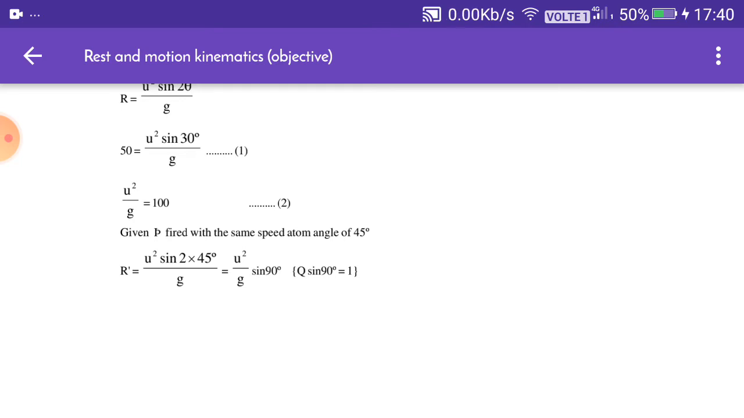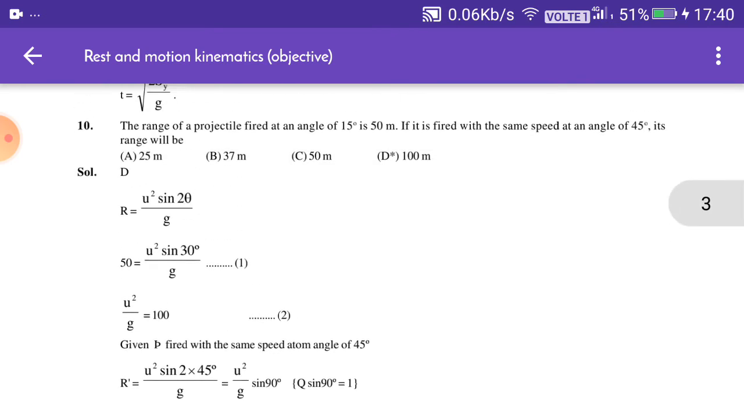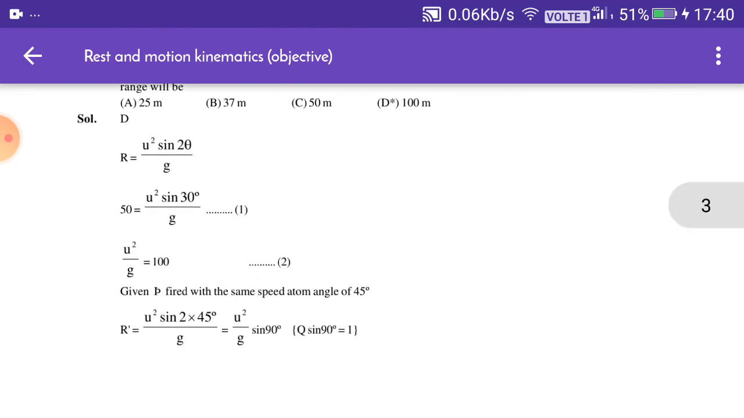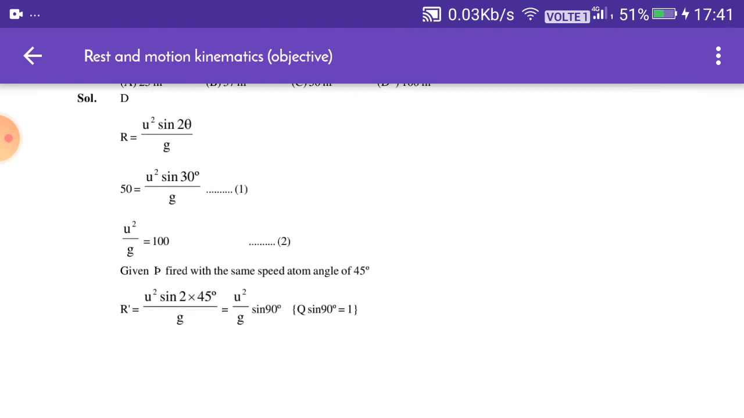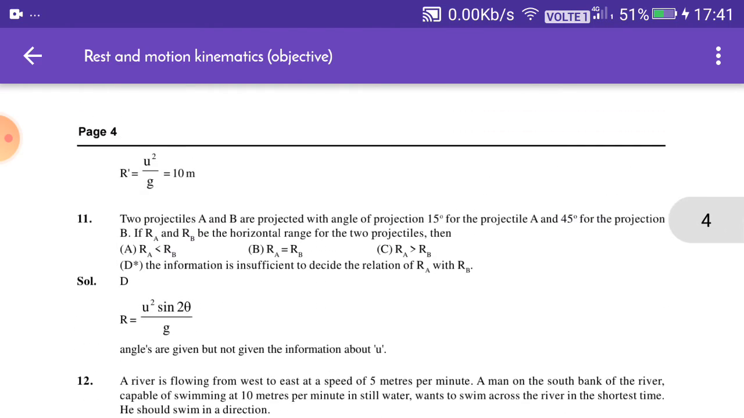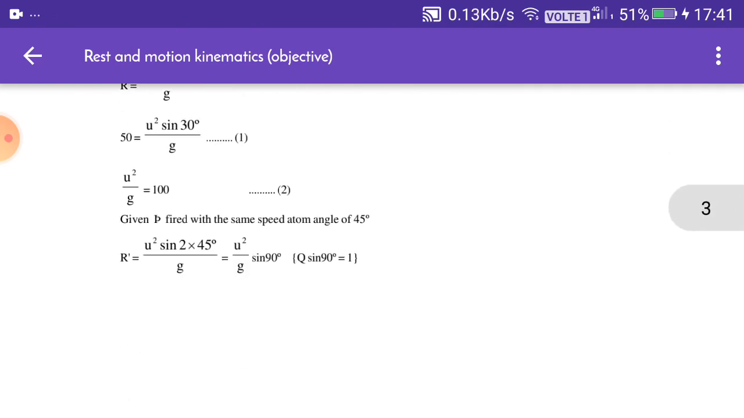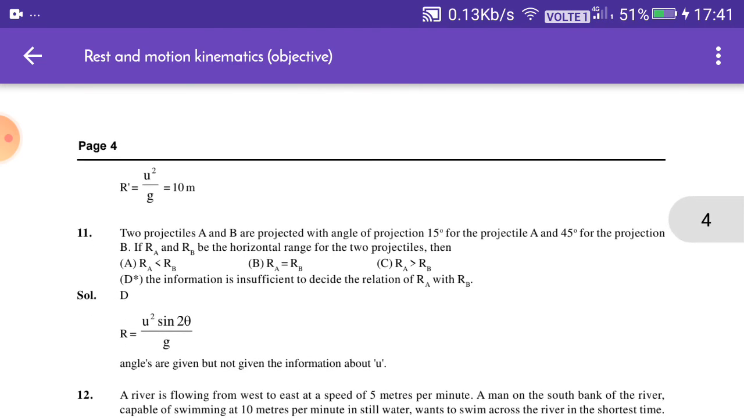Now for the second part, R is equal to u square sine 2 theta by g. 45 degrees, so 2 times 45 degrees means R is equal to u square by g sine 90 degrees. So what is sine 90? The answer will be 1. So u square by g, in the first step what you got? 100. So 100 into this, it is becoming u square by g. So range kitna hai? 100 meters hi answer hai, okay.